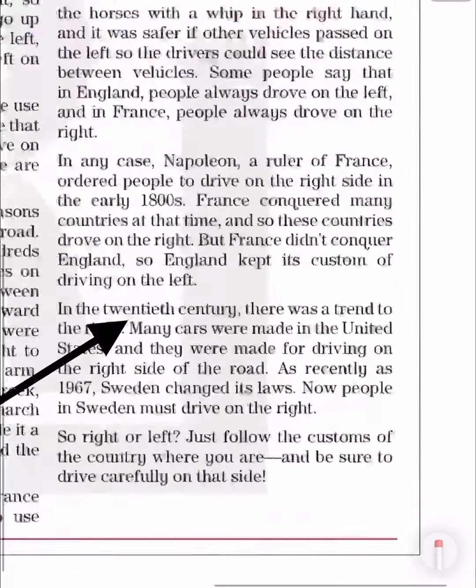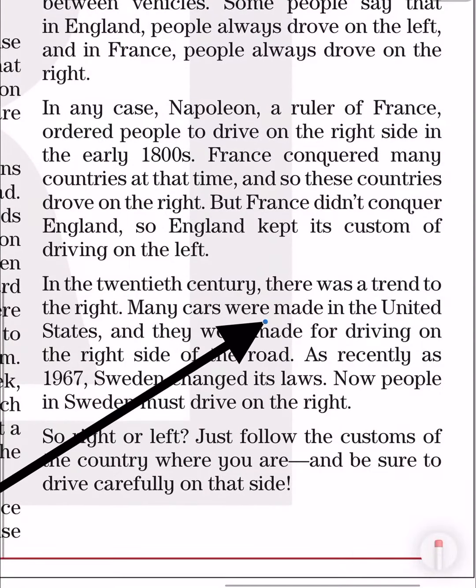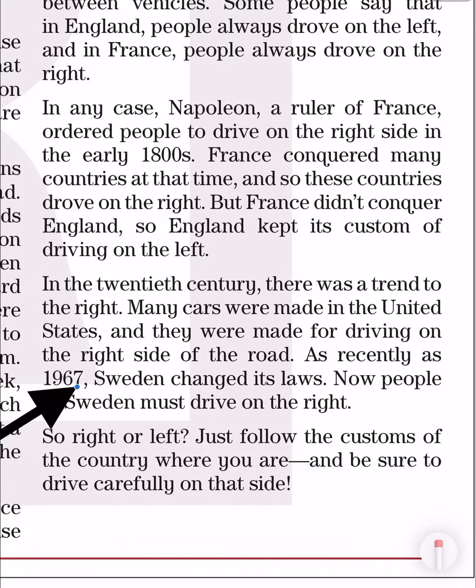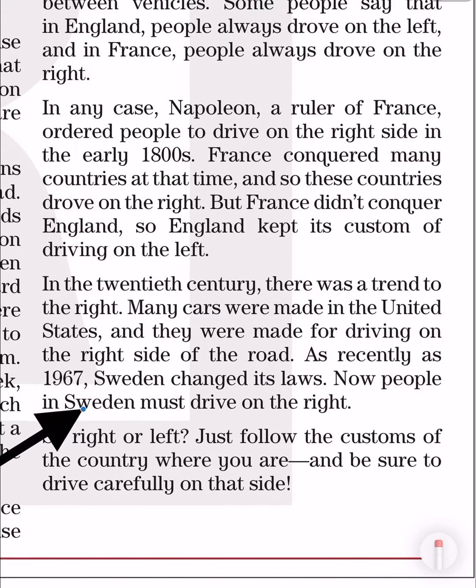In the 20th century, there was a trend to the right. Many cars were made in the United States, and they were made for driving on the right side of the road. As recently as 1967, Sweden changed its laws. Now, people in Sweden must drive on the right. So, right or left? Just follow the customs of the country where you are, and be sure to drive carefully on that side.